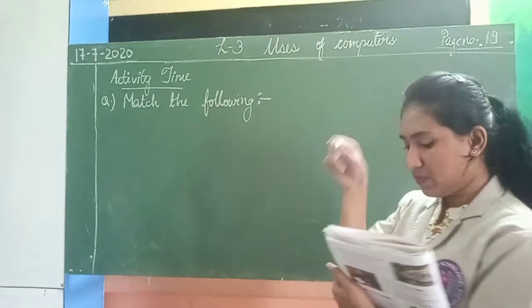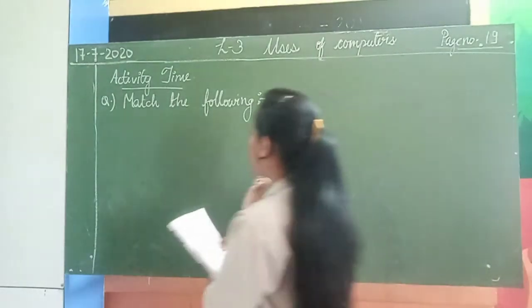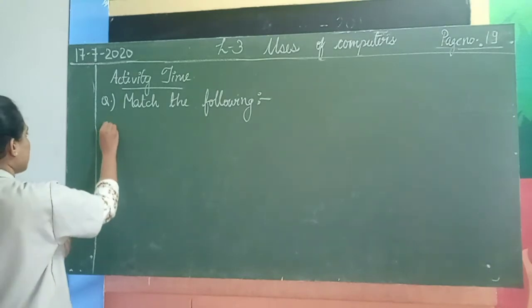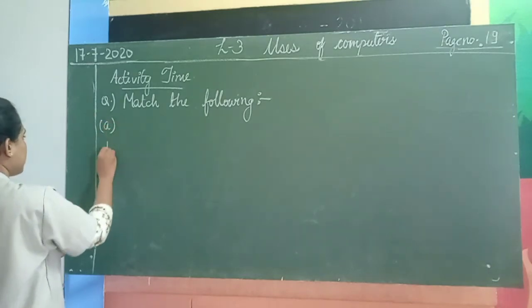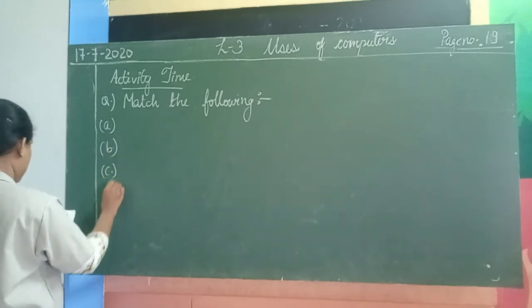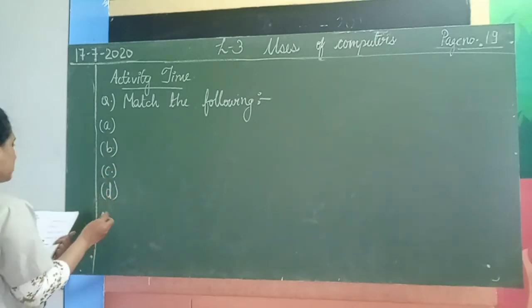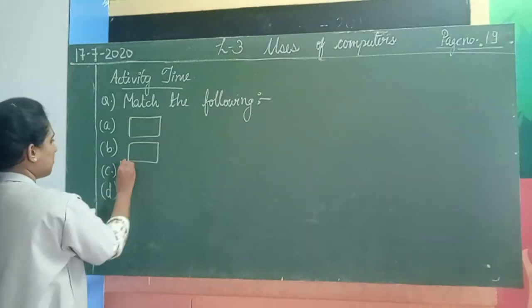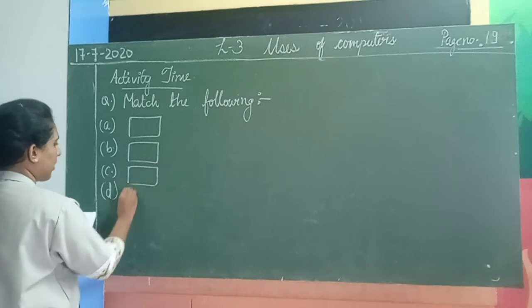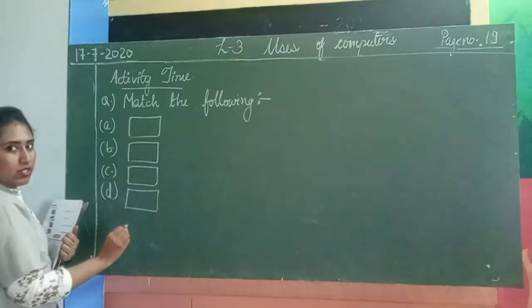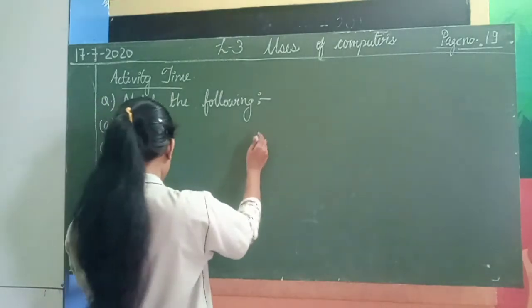Okay, so there are 4 pictures shown in your book. You have to find out which one is matching with the given names. Okay, so I'm not drawing the pictures, I'm just making these square boxes to suppose that these are the pictures. Okay, now we will write the options here.